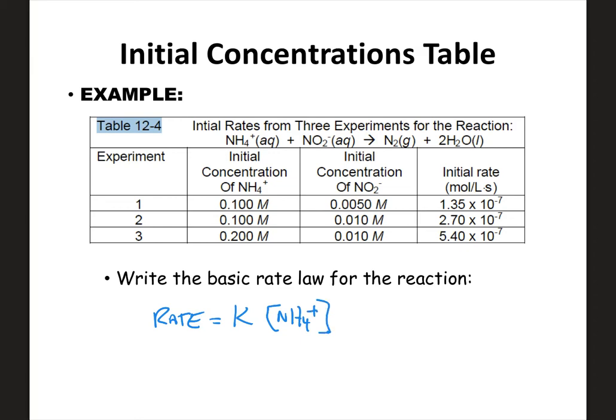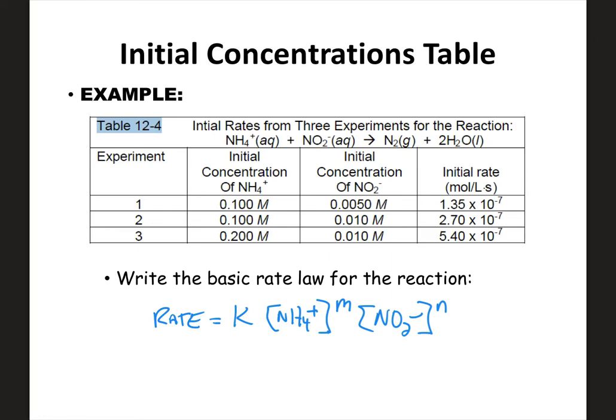You could use any letters here. You could use X and Y. I'm going to use M and N again, times the concentration of the other reactant, NO2 minus, raised to a power as well, N. This is the basic rate law, or the general rate law, for the reaction.